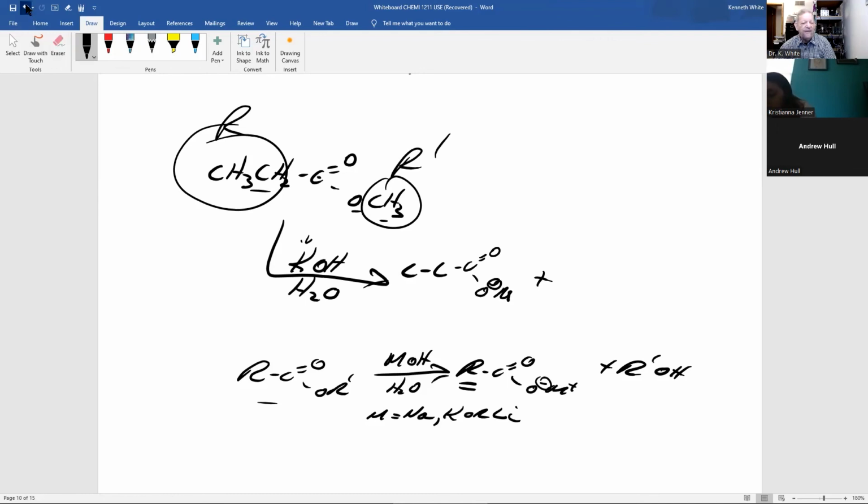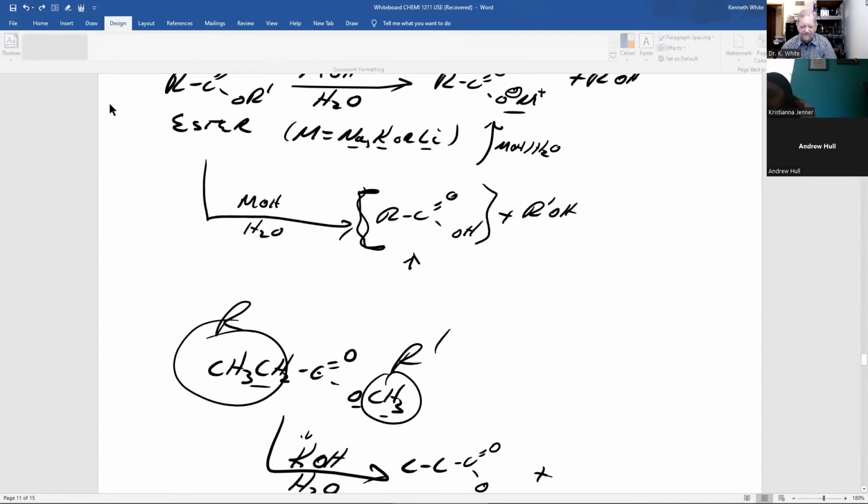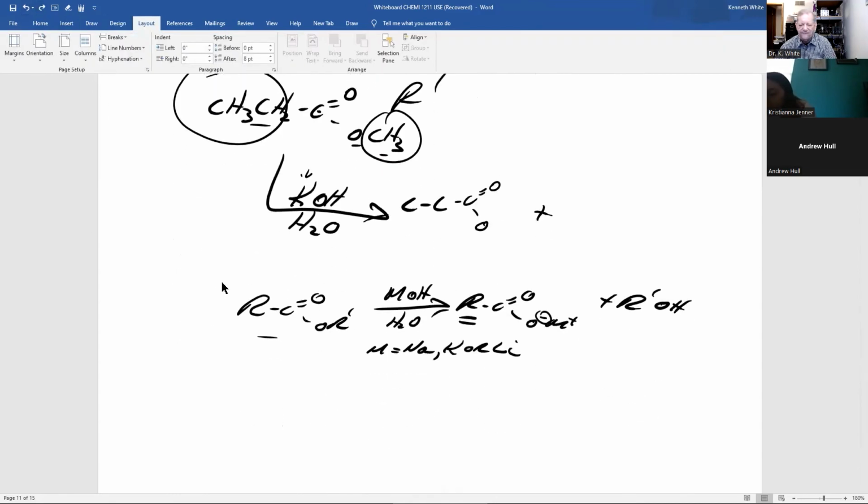And what is M? Potassium. Now you don't have to show charges, I will. And there are 4 bonds to carbon. Am I done? No, we have this alcohol to deal with, and that's from R prime. And that's how you do it. And this is a reaction.